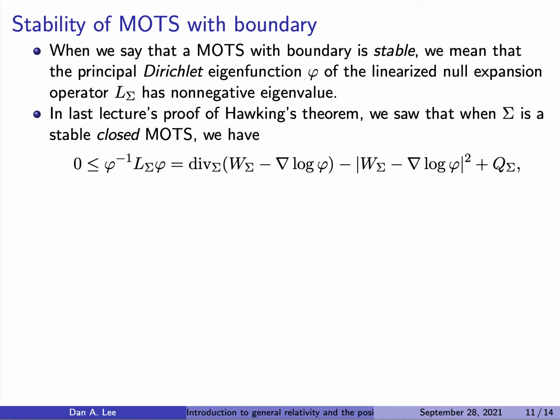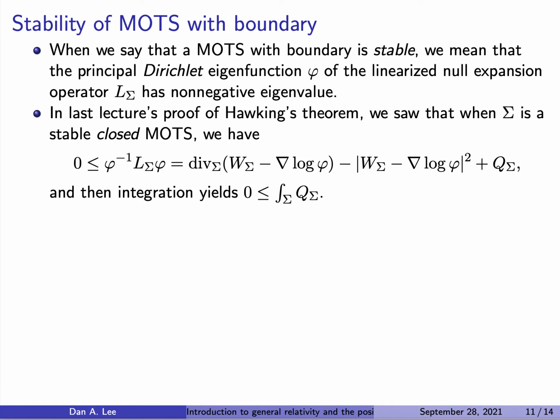So let's go back to, again, last lecture. In the proof of Hawking's theorem, we saw that when sigma is a stable closed MOTS, I'm just going to quickly summarize the argument we had. That means lambda is non-negative. That means 0 is less than or equal to phi inverse L of phi. And then on the right side there, that's the formula that we had after rearrangement of L phi over phi. And then when you integrate, that tells you that 0 is less than or equal to the integral of q. Remember, q is this quantity that is complicated, but it's closely related to the Gauss curvature. It's less than or equal to the Gauss curvature under the DEC.